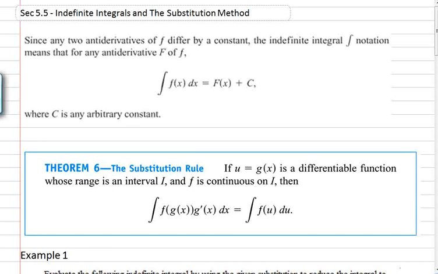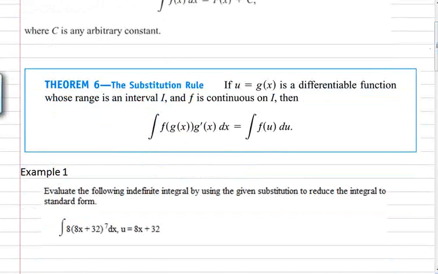Today's topic is indefinite integrals and the substitution method. Since any two antiderivatives of f differ at most by a constant, when we find an antiderivative and there are no bounds, that's called an indefinite integral. When we take the antiderivative, we end up with an antiderivative plus some constant c, where c can be any arbitrary constant. We know this, we've done this, and we'll continue to do so. If we were to take the derivative of this, we would end back up with this. So that's just what an indefinite integral is.